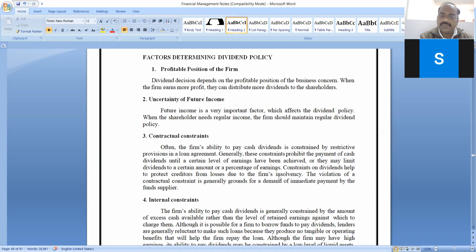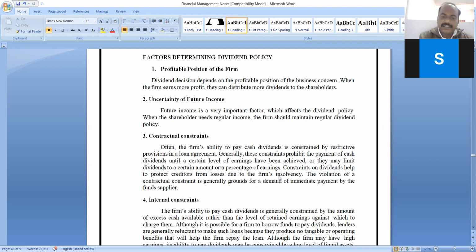Generally, these constraints prohibit the payment of cash dividends until a certain level of earnings has been achieved. That is, every company has a constraint on what level of dividend to pay: a certain percentage of earnings is to be kept with the firm and a certain percentage of earnings is to be distributed to the shareholders.